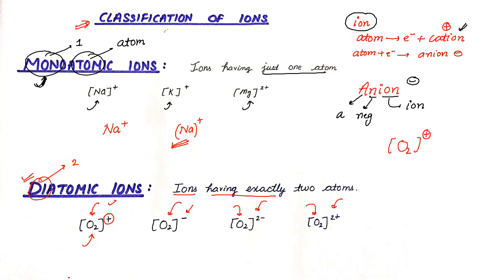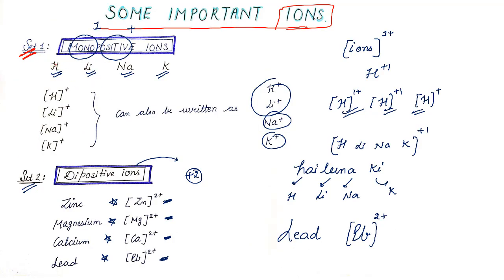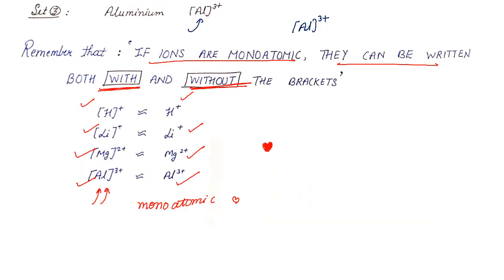Fine. So let me quickly take a recap of what we have done. First I started with the classification of ions. What you have to remember is, monoatomic, diatomic, triatomic, polyatomic are just for your understanding. Now you need to remember the charges: hydrogen, lithium, sodium, potassium are +1. Point number 2, you need to remember zinc is 2+, magnesium is 2+, calcium is 2+, lead is 2+. Third point, aluminium is +3, for sure you need to remember.